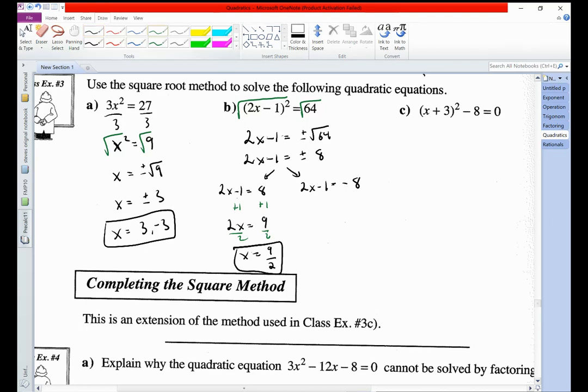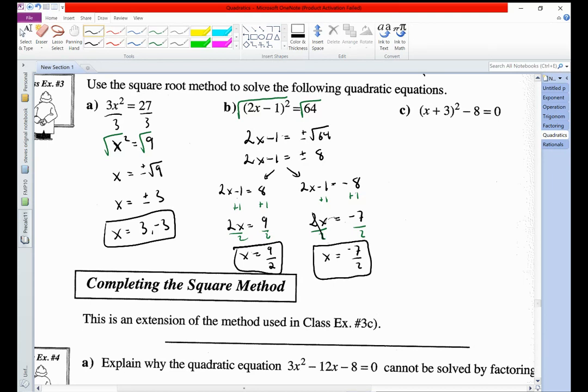On the other side, same process. Add 1 to both sides. 2x is equal to negative 8 plus 1, which is negative 7. Then we divide both sides by 2, and we're left with x is equal to negative 7 over 2.